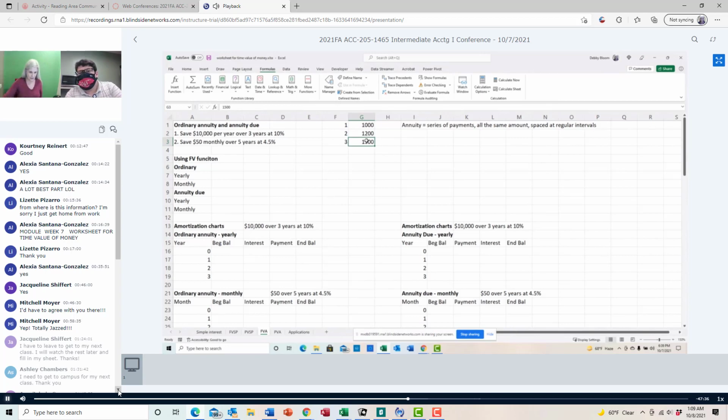So once again, the only way you can use an annuity is if it's a series of payments. They all have to be the same amount and they have to be spaced at regular intervals. Once you start missing payments or using irregular payments, you have to treat each payment with the techniques that we used in the last 2 tabs as opposed to using the annuity. But as long as they're all the same, spaced at regular intervals, you can use these techniques.